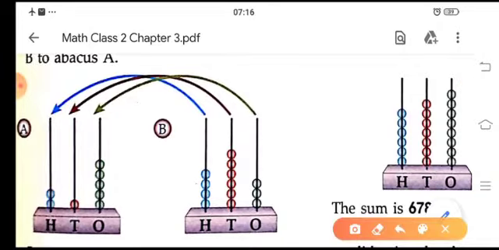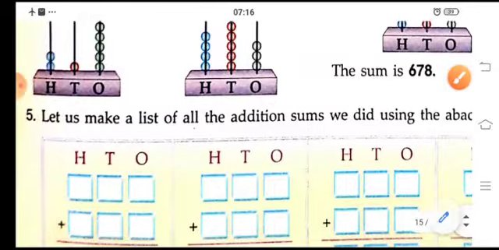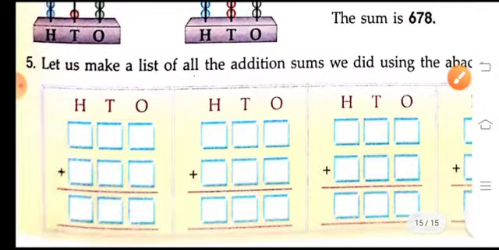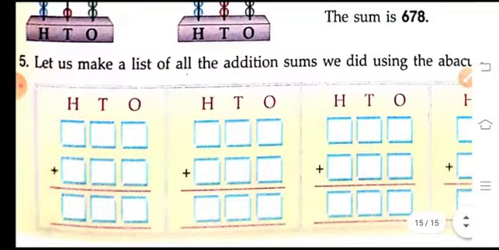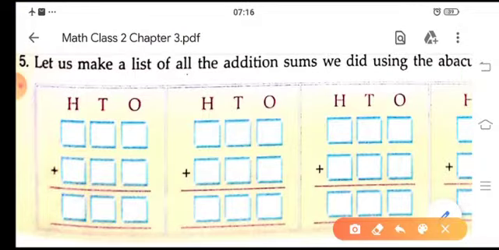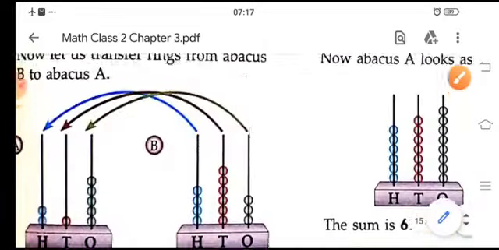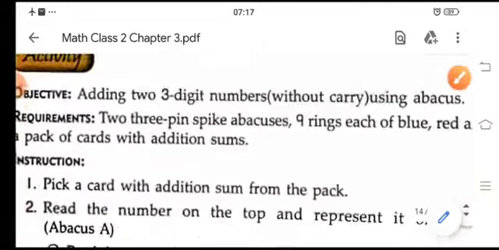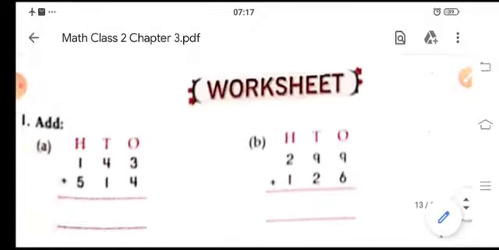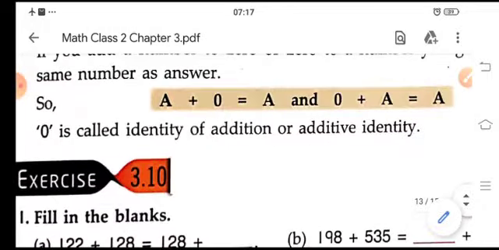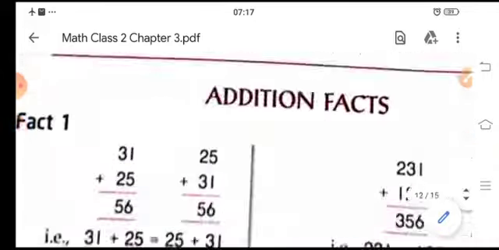This chapter is completed, children, and in this way you are going to do all these sums in your copy. Do all the sums in your copy, your exercises 3.9 and 3.10, in your copy.